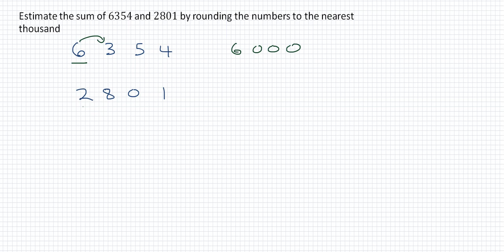The number in the 1,000 position here is 2. We look to the digit on the right, it is 5 or more. So we're going to round up to 3,000. And then we add the numbers together, and we have 9,000.